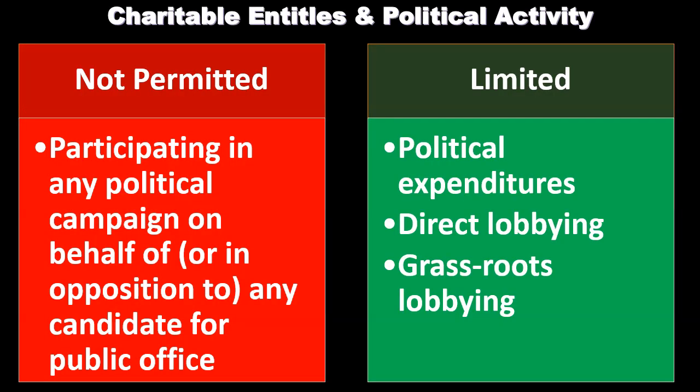So what if you are not a political entity or a political not-for-profit organization? What's going to be permitted and what's not going to be permitted with regards to political activity? Not permitted activity: participating in any political campaign on behalf of or in opposition to any candidate for public office. So the not-for-profit organization, which is not set up as a political entity, should not be participating in any political campaign, because again, that's not the objective of the not-for-profit type of organization if it's not set up specifically to do so.